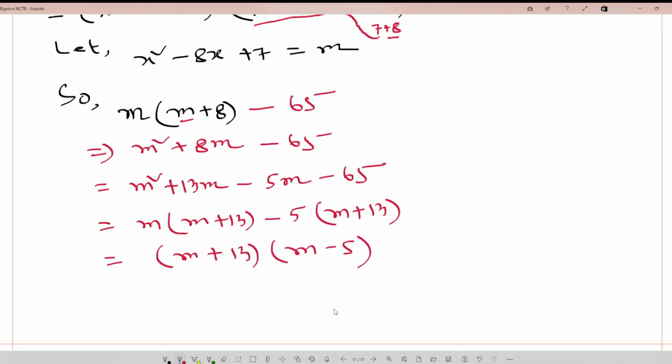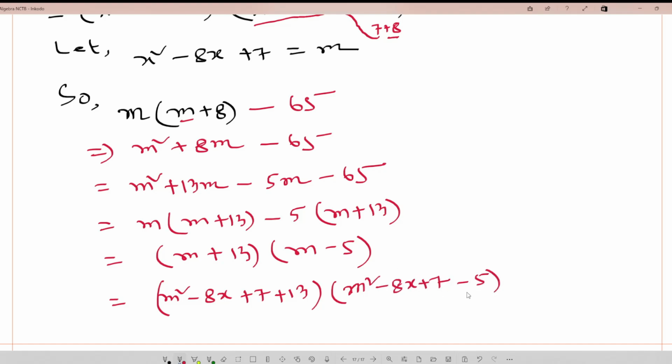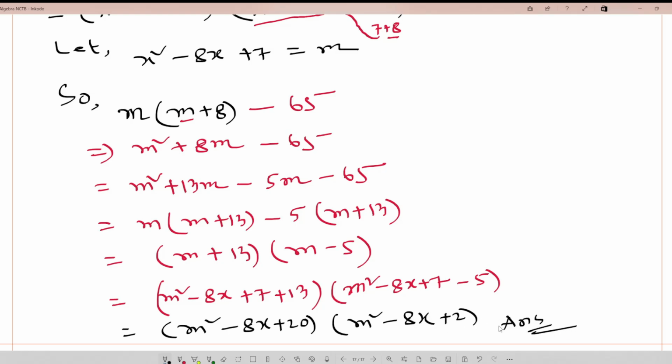Now look, this is x square minus 8x plus 7. So we can write x square minus 8x plus 7, and here is plus 13. Again here is x square minus 8x plus 7, and here is minus 5. So our answer is x square minus 8x plus 20, and x square minus 8x plus 2, and this is our answer.